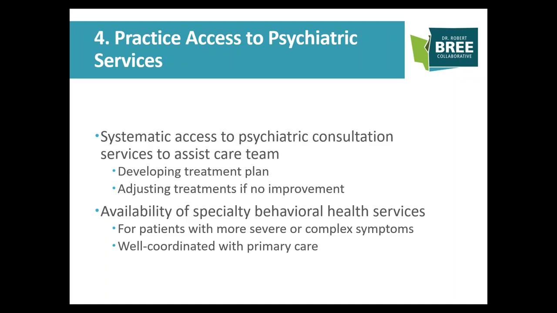So number four is that the practice has access to psychiatric services. For the patient, this means the integrated care team is able to consult with specialists to make sure that my treatment is going to help me. And then if I need higher levels of care, I'm really able to see a specialist directly as I need it. So for the practice, this means access to psychiatric consultation available in a systematic manner to assist the care team in developing a treatment plan and adjusting treatments for patients who are not improving under the originally expected plan. And then for patients with more severe or complex symptoms and diagnoses, that specialty care is available and it's really well coordinated with primary care. And that coordination piece, of course, is a recurring theme in our definition for integrated care. Next slide.